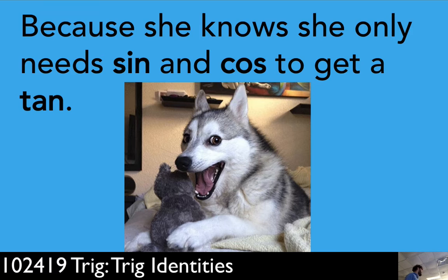Yeah. All right. The quotient identities. Are they in there now? Sine over cosine equals tangerine. Yeah. Okay.